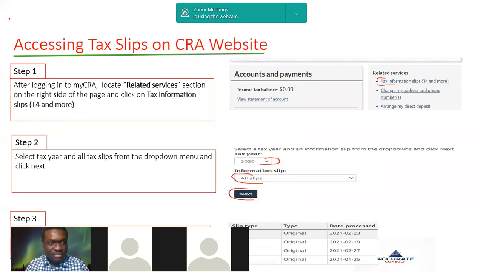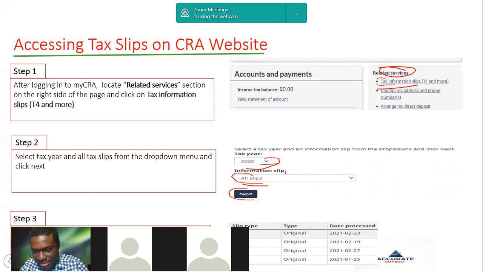When you log in on the website, you go to the related services section on the website. It's towards the far right, the middle of the far right. You click on your tax information. When you click on tax information, you are taken to another page, the tax year. You select from a drop down to see all the tax slips. Then you click on next.